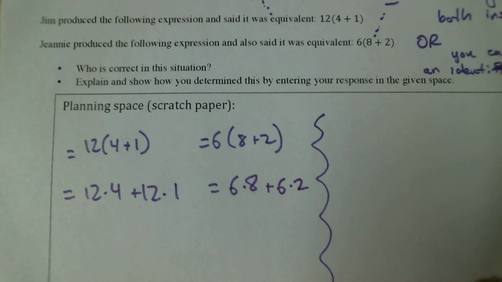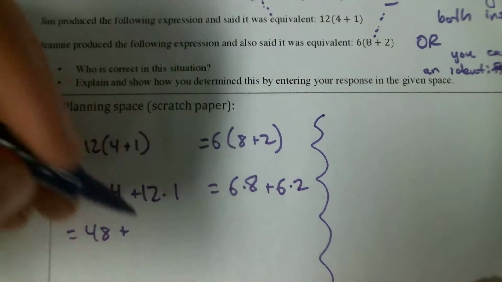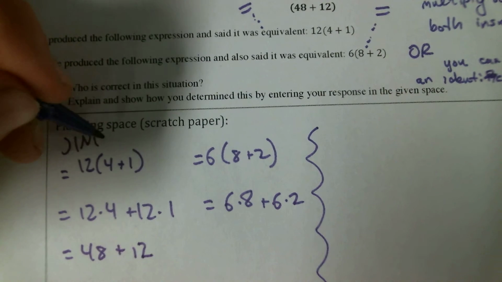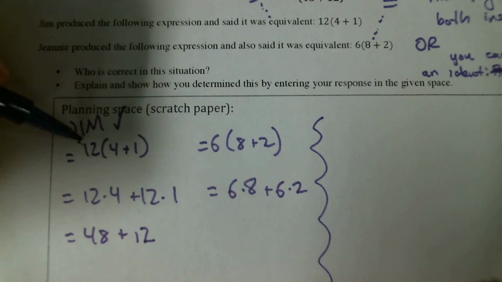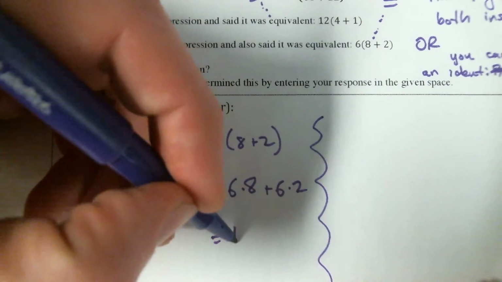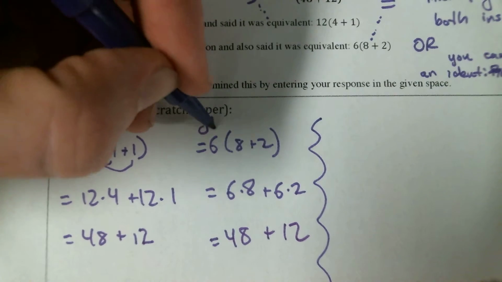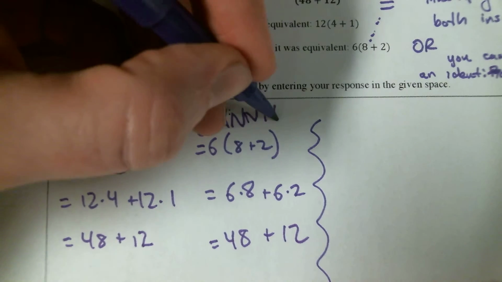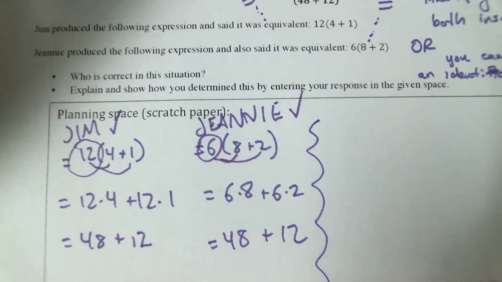Okay, well, if that's true, let's actually think about it. 12 times 4, that's 48. 12 times 1, that's 12. Well, it looks like Jim is at least correct using multiplication because the distributive property says I can multiply the outside number by both inside numbers. Now look at Jeannie's, I get 48, that's 6 times 8, plus 6 times 2 is 12. Well, it looks like Jeannie is also correct. Jeannie is spelled like that. I'm not sure how to spell even the names I make up. So it looks like they're both correct using multiplication if we use the distributive property that way.